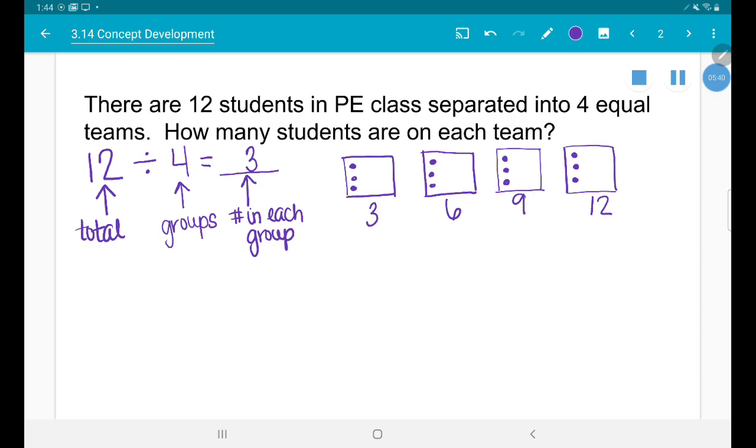How could we represent that skip counting? Because 3 times 3 is 9, and then 3 more is 12. Okay, so we would be doing 3 times what? Times 4 equals 12. Yeah, we can check our division by using multiplication. We can multiply the number of groups times the number that we have in each group to make sure that we get the total.